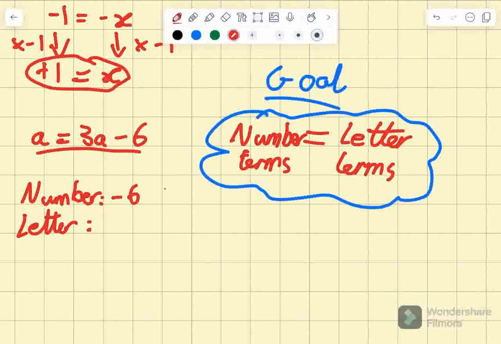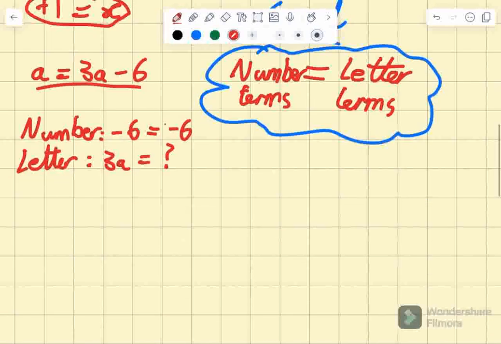So for example, in this equation, minus 6 is a number term because there is no letter attached to this term. This also means that we know the value of this term, it's minus 6. However, 3a is not a number term, it's a letter term. This means that we don't know the value of 3a because a could be any number. Remember, from the first rule, letters represent numbers, but we don't know which number a represents yet, so we don't know what 3 times a would be. That's the goal when solving an equation, find what number the letters represent.